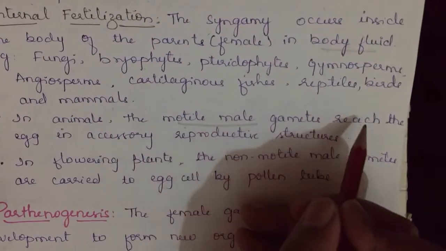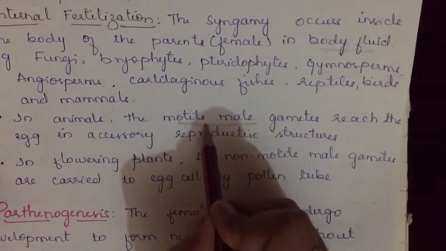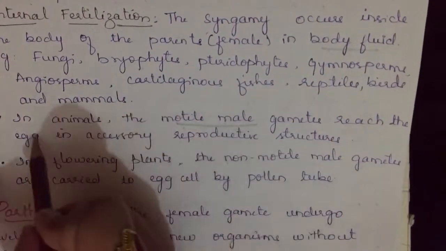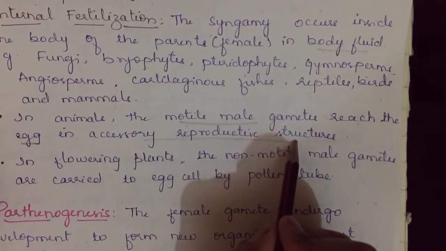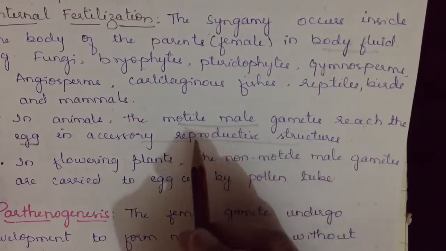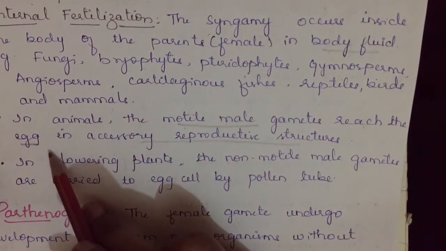Male gamete will reach the egg. In animals, the male gamete is motile. Motile means it can move, so it will move and reach the egg, where accessory reproductive structures are concerned. Now, accessory reproductive structures, what are those? In the third chapter we shall discuss. So the motile male gamete will reach the egg in a female reproductive system.